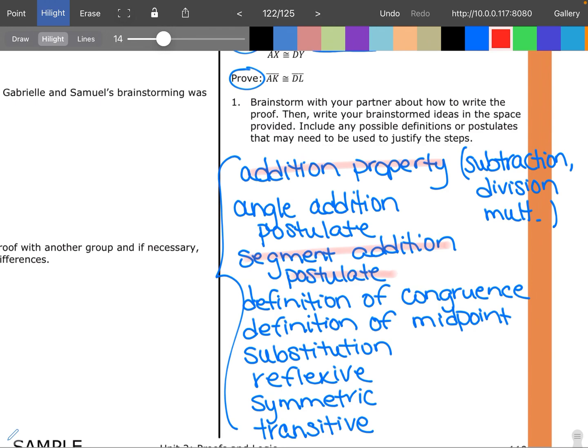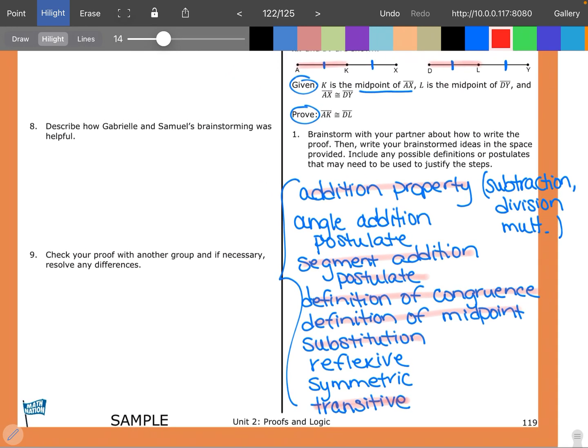Do I have, oh yeah, definition of congruence. Absolutely. If we're using segment addition postulate, we have to change our congruent segments into an equation. So we have to change from congruence to equality. We already said definition of a midpoint. There might be some substitution going on. There might be some transitive property going on. And maybe some other stuff going on. Okay, so that's just kind of what we're thinking, and we're going to use all of that over here.